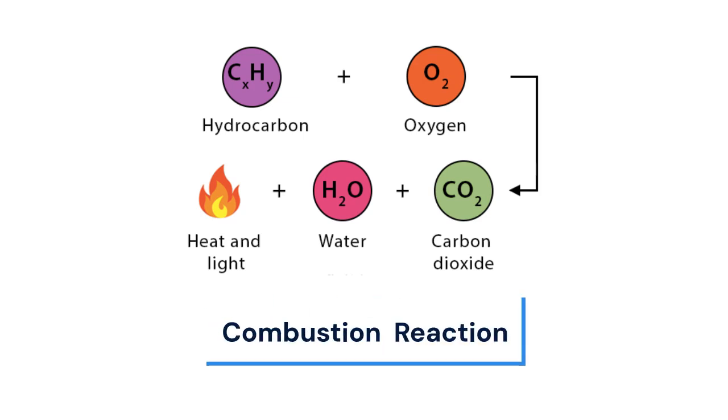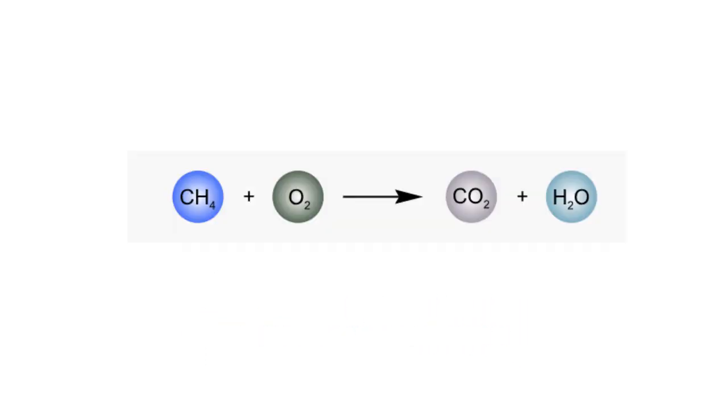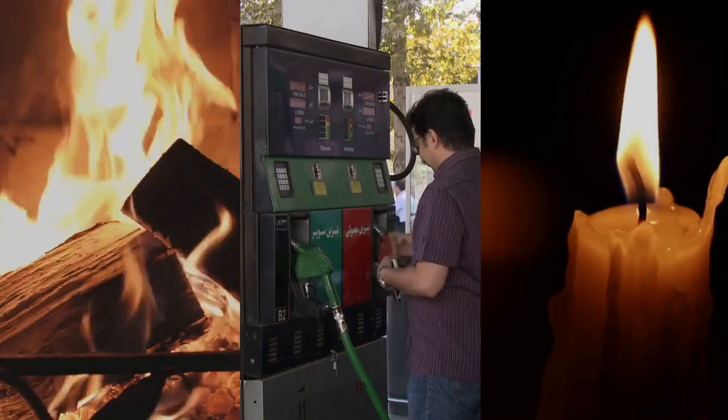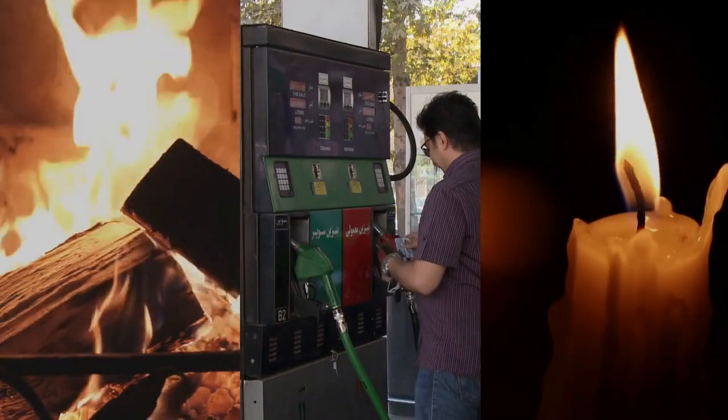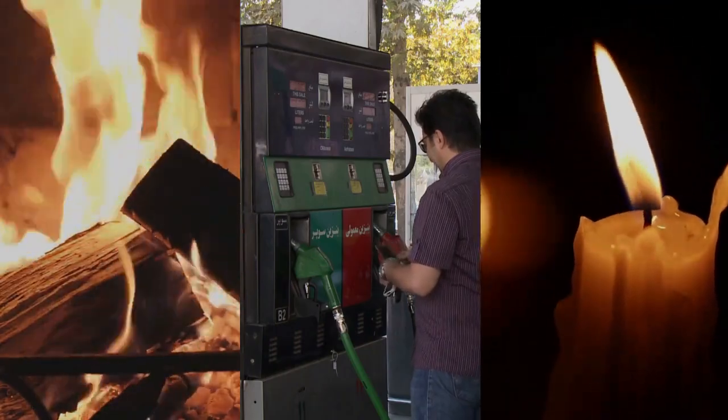Another very important type of reaction is combustion. Combustion happens when a substance reacts with oxygen and releases heat and light energy. For example, when methane burns in oxygen, it produces carbon dioxide, water, and energy. Everyday examples include burning wood, petrol, LPG, and candles.